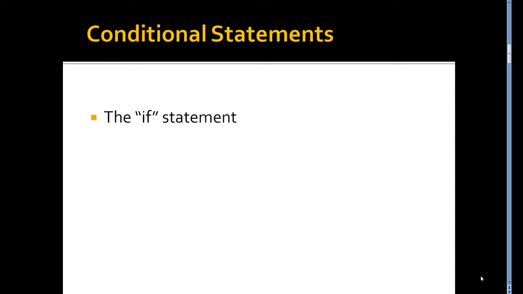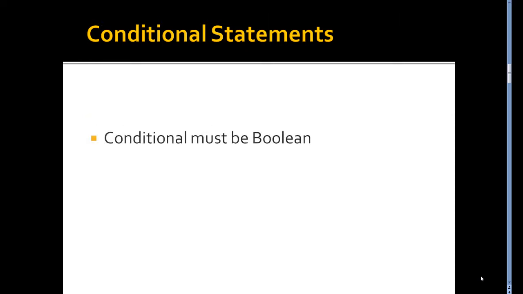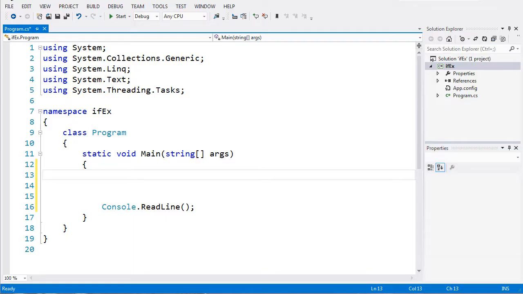With the if statement, it must be Boolean. What I mean by that is, when the condition is set, there must be an answer, and the answer is either true or false, and that's how we'll evaluate. So we'll execute a piece of code if it's true, or execute a piece of code if it's false. So let's go over to the code and have a look.